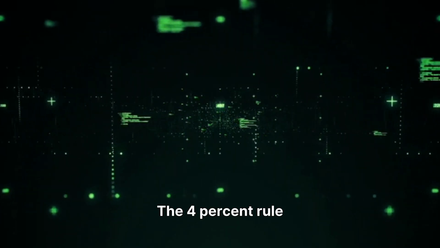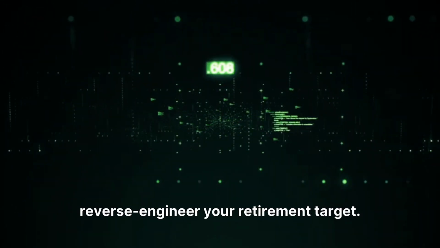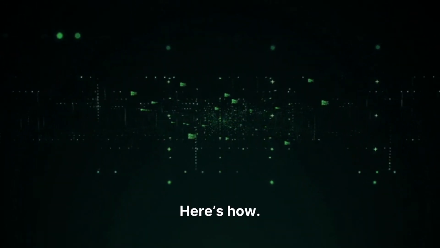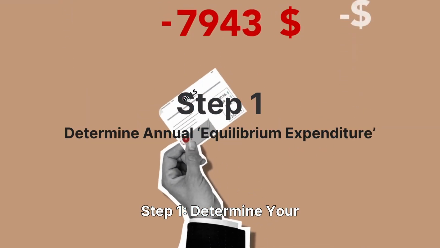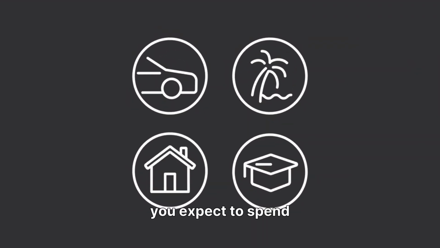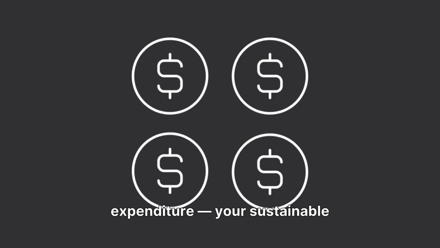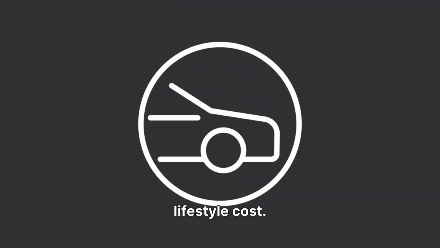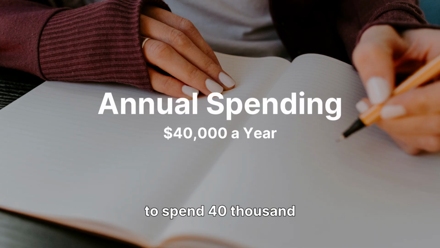The 4% rule basically allows you to reverse engineer your retirement target. Here's how. Step 1. Determine your annual equilibrium expenditure. Think about how much you expect to spend each year in retirement. This is your equilibrium expenditure, your sustainable lifestyle cost. Let's say you plan to spend $40,000 a year in retirement.